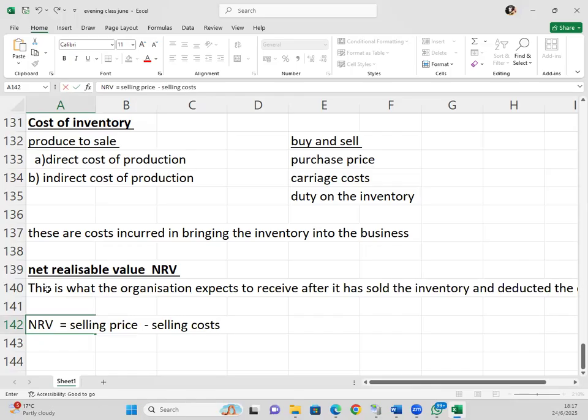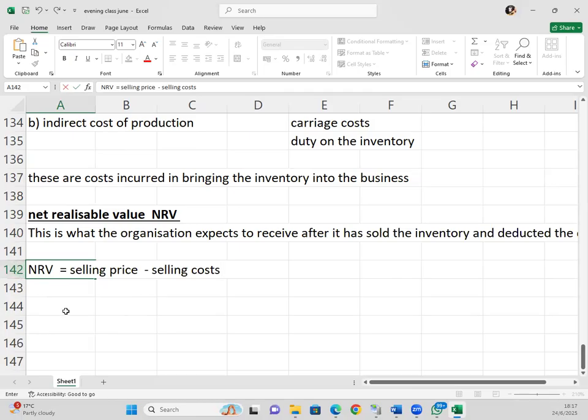The selling costs are the costs we are going to incur in order to sell the inventory, such as we might need to pay an agent to help us sell these units. So the net realizable value, we are saying, if we sell the inventory minus the cost of selling, what is it that we remain with? That's our net realizable value. So inventory is valued at the lower of cost and net realizable value.